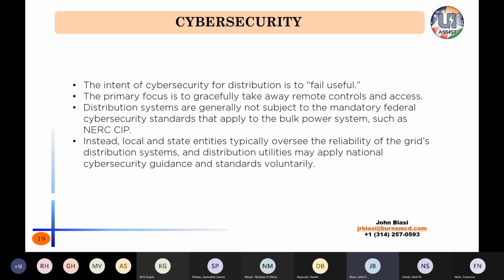On the distribution side of things, you don't have the same level of mandatory cybersecurity requirements, at least in North America, related to NERC-CIP. That typically is at the generation and transmission level. So once you get down to distribution, those standards don't apply. But you tend to have some more local and state type of requirements and more voluntary cybersecurity practices that are followed for the distribution grid. Next slide.